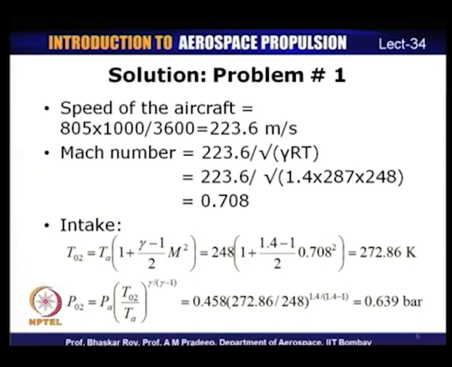So, these are parameters at the intake exit, and so these form the entry conditions for the compressor, and in the compressor we have the compressor pressure ratio, which is a design parameter. We have been given the compressor pressure ratio. So, using that we can calculate the compressor exit stagnation pressure, and then again from the isentropic relations we will be calculating the compressor exit stagnation temperature.